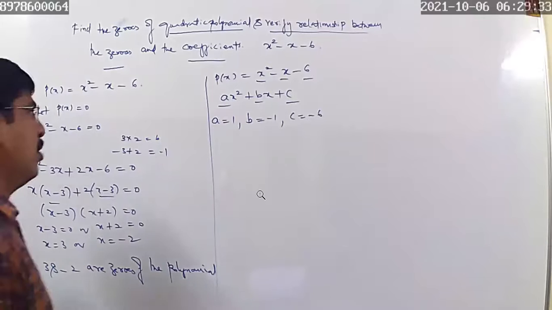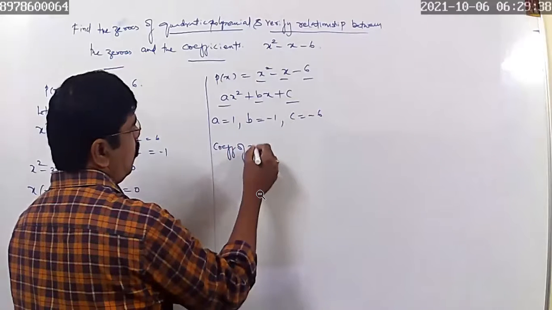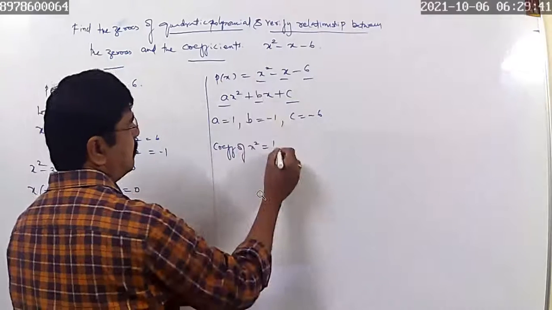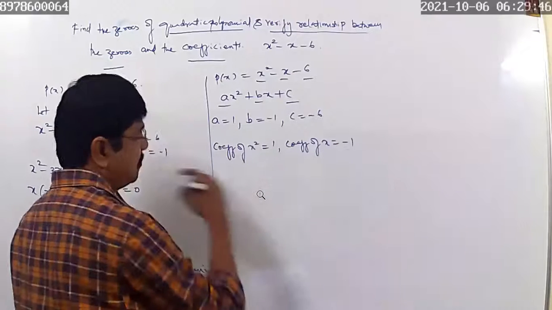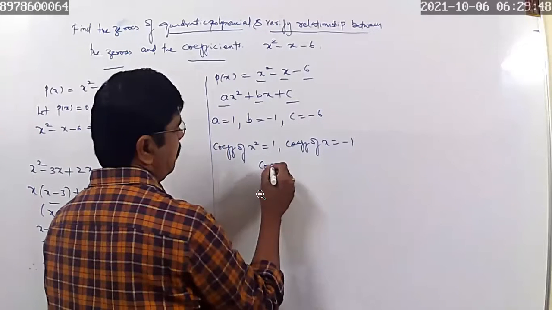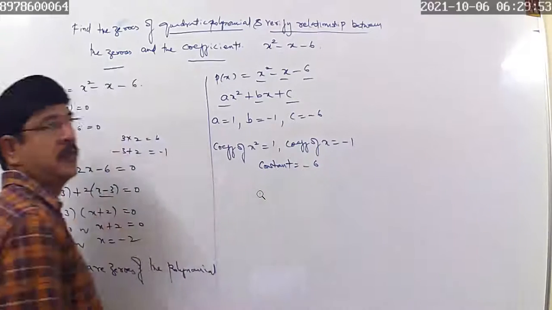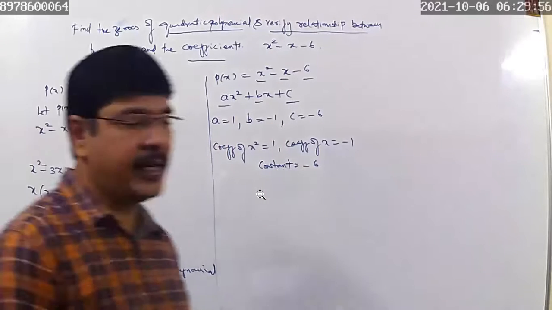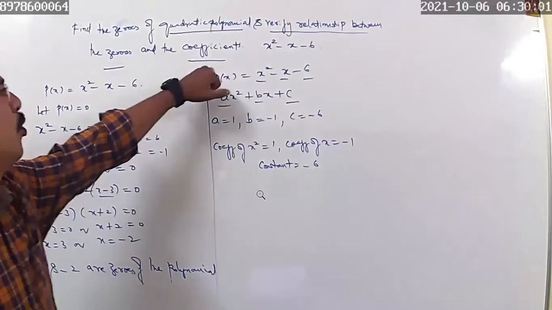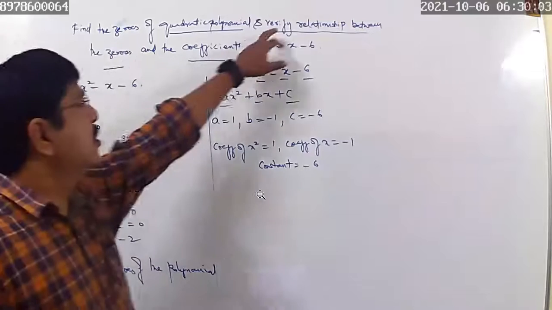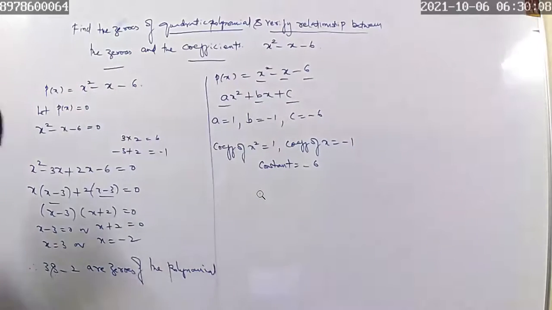The value of a is 1, the value of b is minus 1, the value of c is minus 6. And also we can say the coefficient of x square is 1, coefficient of x is minus 1, constant is minus 6. Okay. Now we write the formula to check the coefficients. Verification is the relationship between the zeros and the coefficients. So now we are going to write the formula.